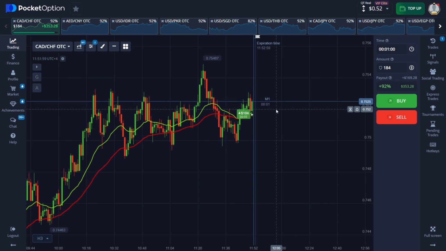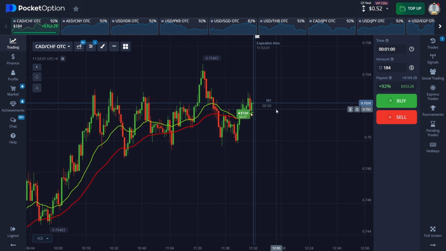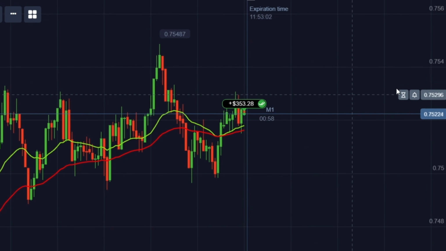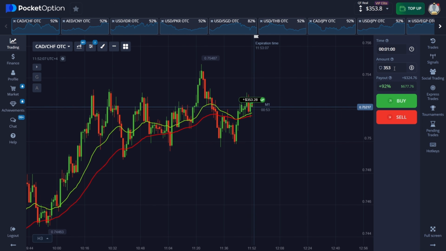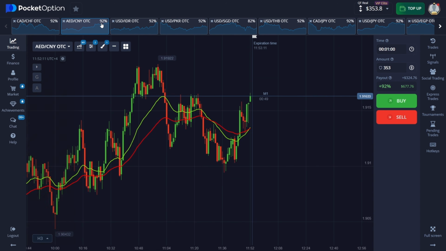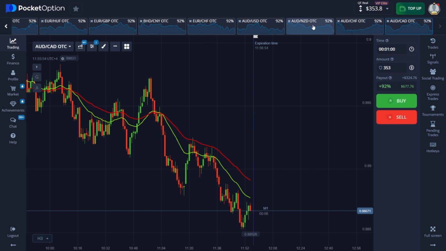With only a few seconds remaining, I won another trade of the compounding session. Now, my balance has turned into $353. Let's find a trade for $353.